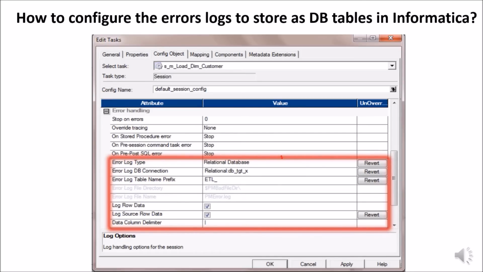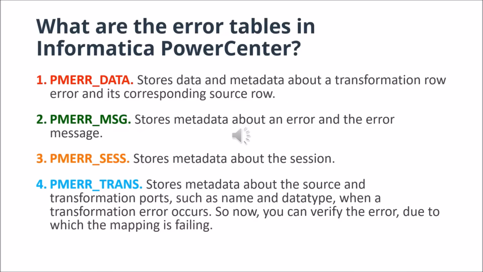The next question is, what are the error tables in Informatica? I already explained in the previous slide how to configure logs at database level. After completing all those steps, Informatica is going to create four error tables at database level. The first one is PM_ERR_DATA. It stores the data and metadata about the transformation row error and its corresponding source row. If any transformation row error occurred, the corresponding source row for that error is going to be stored in the PM_ERR_DATA table.